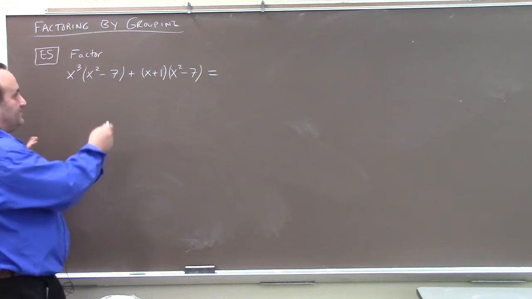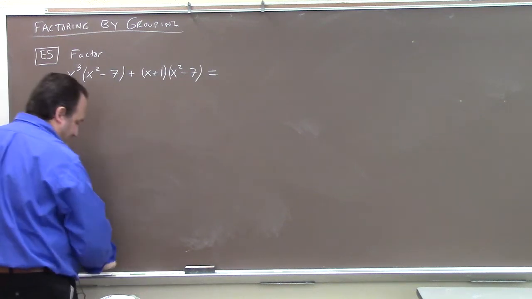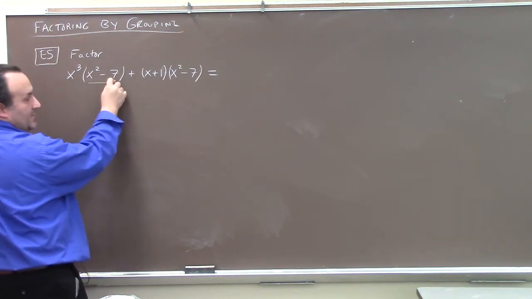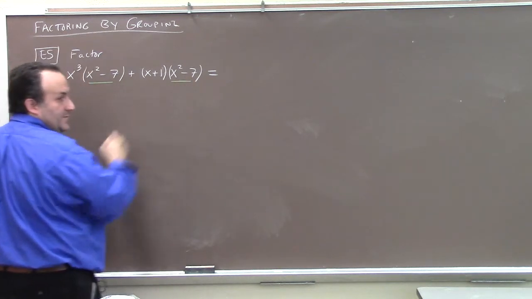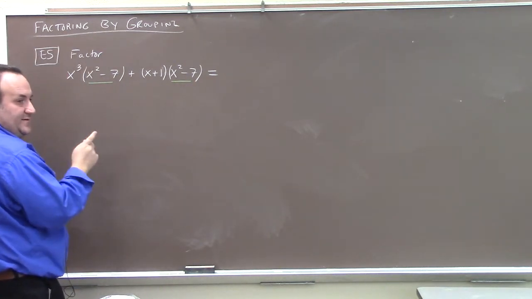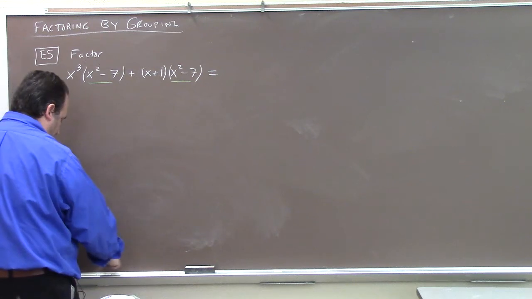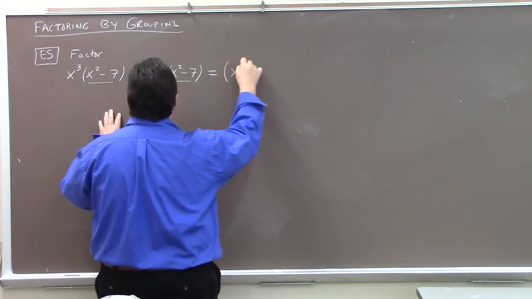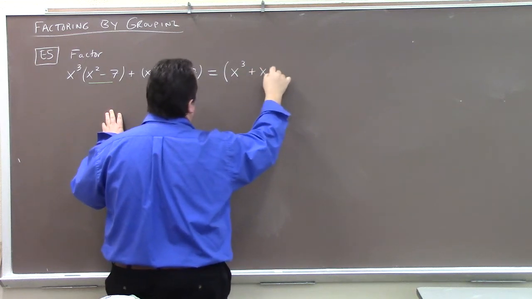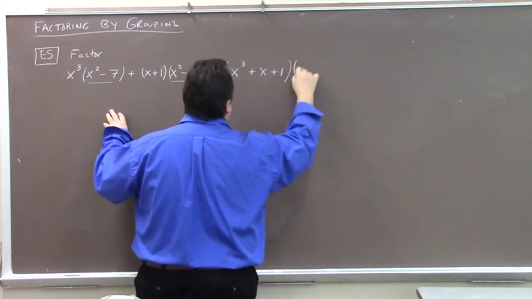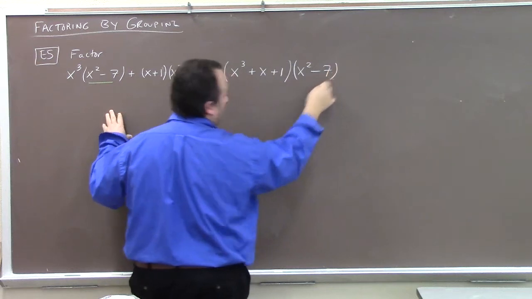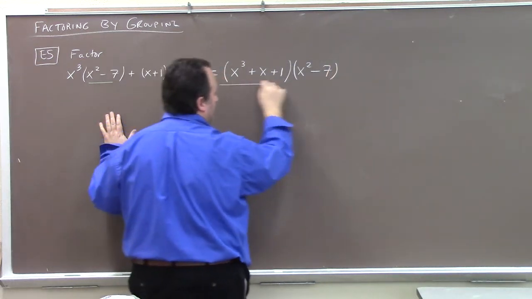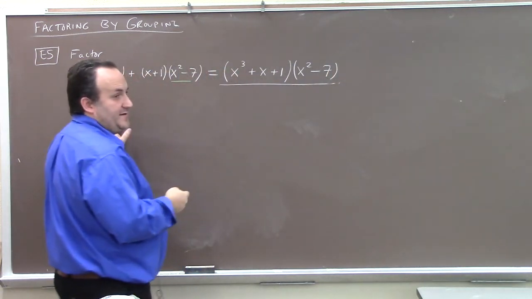So the point is, you've got the same thing here and here, right? It's a common factor. That means we can factor it out. And that, in a nutshell, is factoring by grouping. There you go. That's it, factoring by grouping.